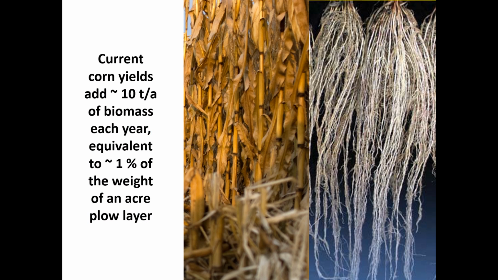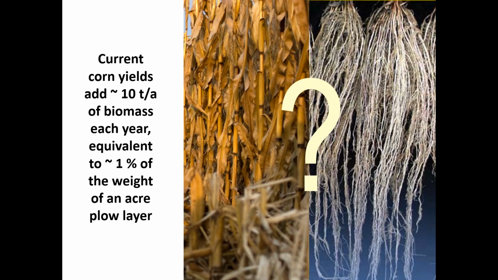So of course we harvest the grain, which leaves behind about 2/3 of the total production. If we think about a 200 bushel corn crop, that's about 5 tons of grain. We're talking about maybe 10 tons of dry biomass being returned. And that 10 tons is equivalent to about 1% of an acre plow layer. So potentially, if all of the organic matter returned from that 200 bushel corn crop actually was retained in the soil, we would build our organic matter 1%.